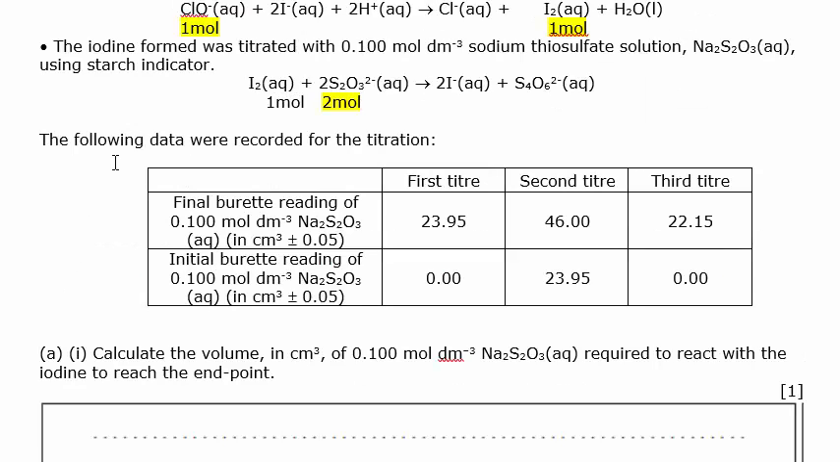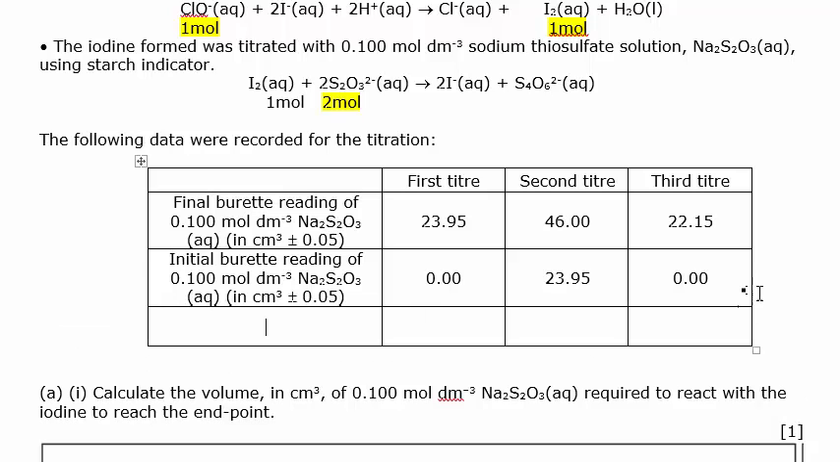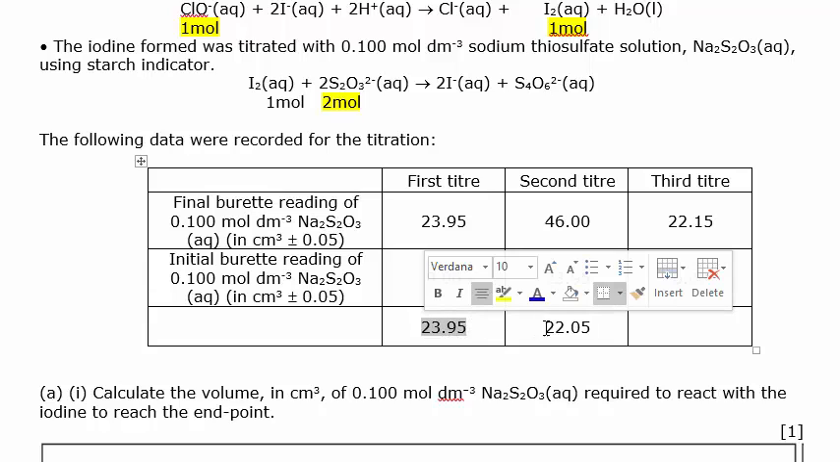Then we get to some questions. The following data were recorded for the titration. So this is a typical titration table. Let's put in the differences: final burette reading minus initial burette reading. So the difference here is 23.95, the titer. It's how much was added. This one is the difference between these two, which is 22.05.